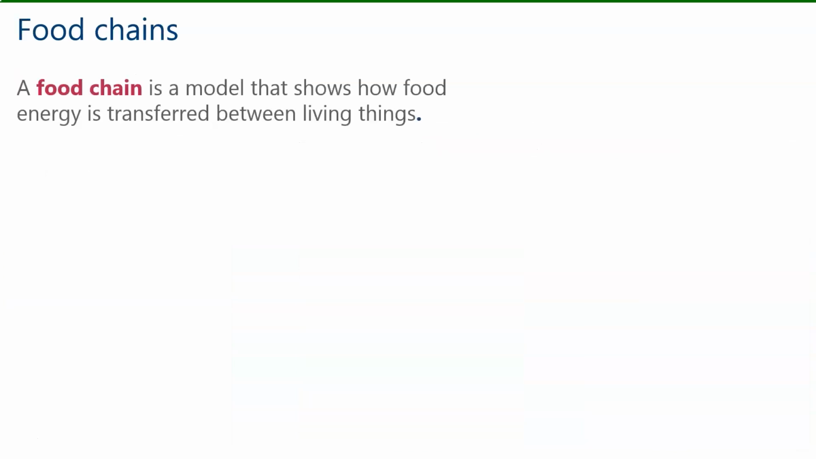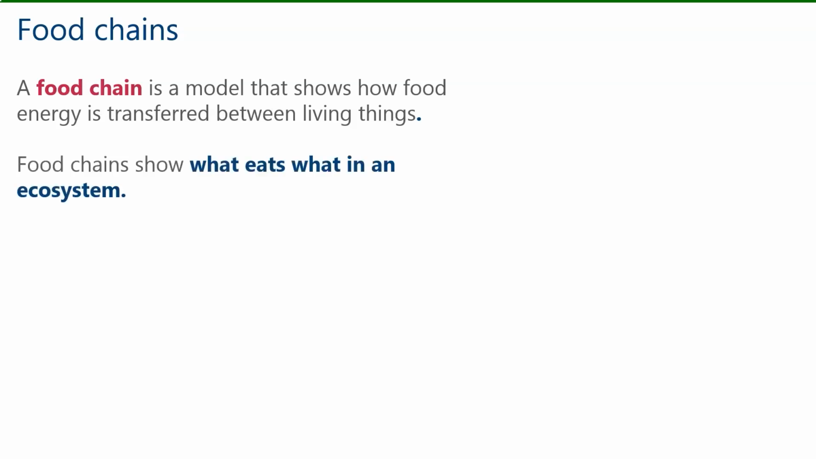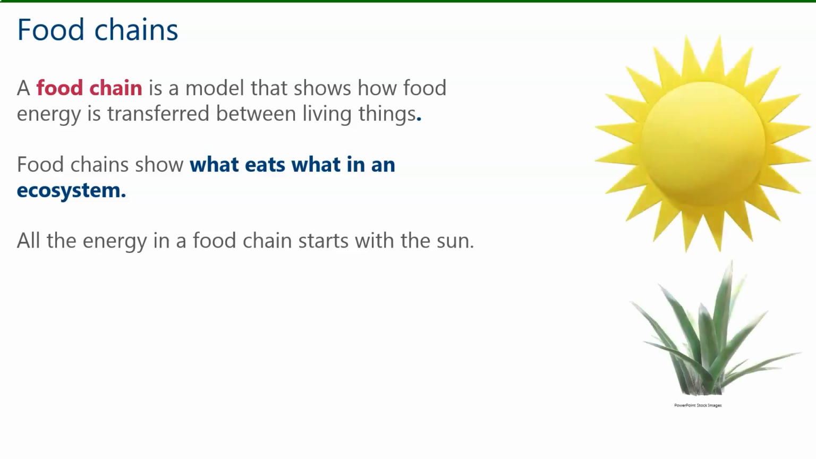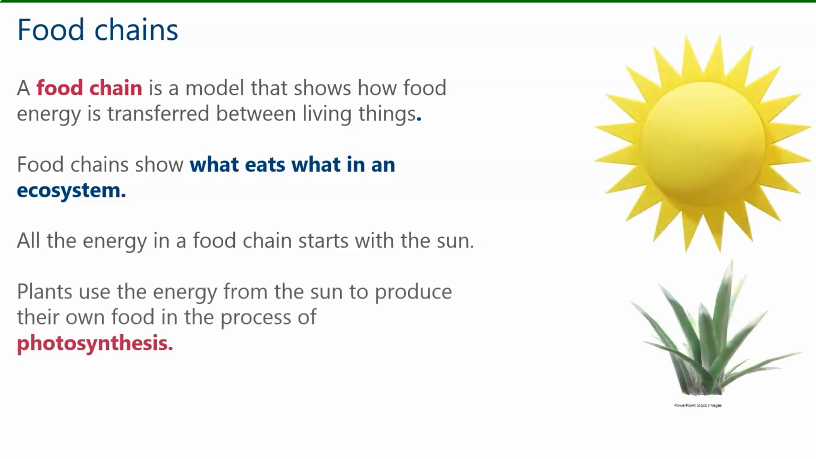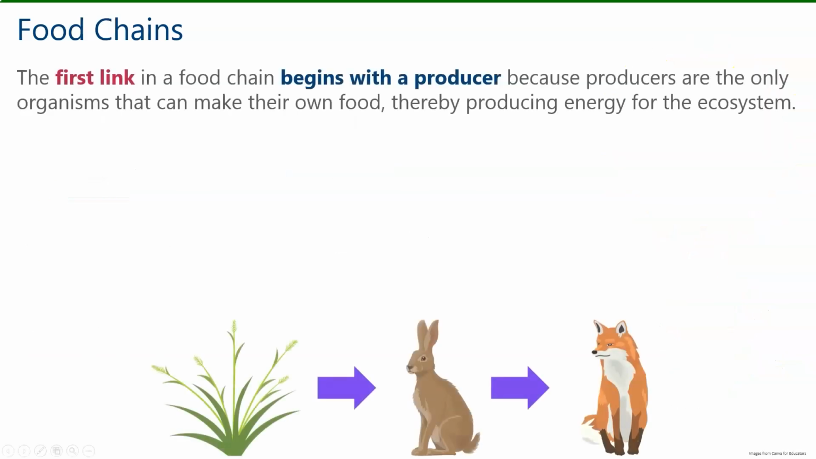A food chain is a model that shows how food energy is transferred between living things. Food chains show what eats what in an ecosystem. All the energy in a food chain starts with the sun. Plants use the energy from the sun to produce their own food in the process of photosynthesis. The first link in a food chain begins with a producer, because producers are the only organisms that can make their own food, thereby producing energy for the ecosystem.